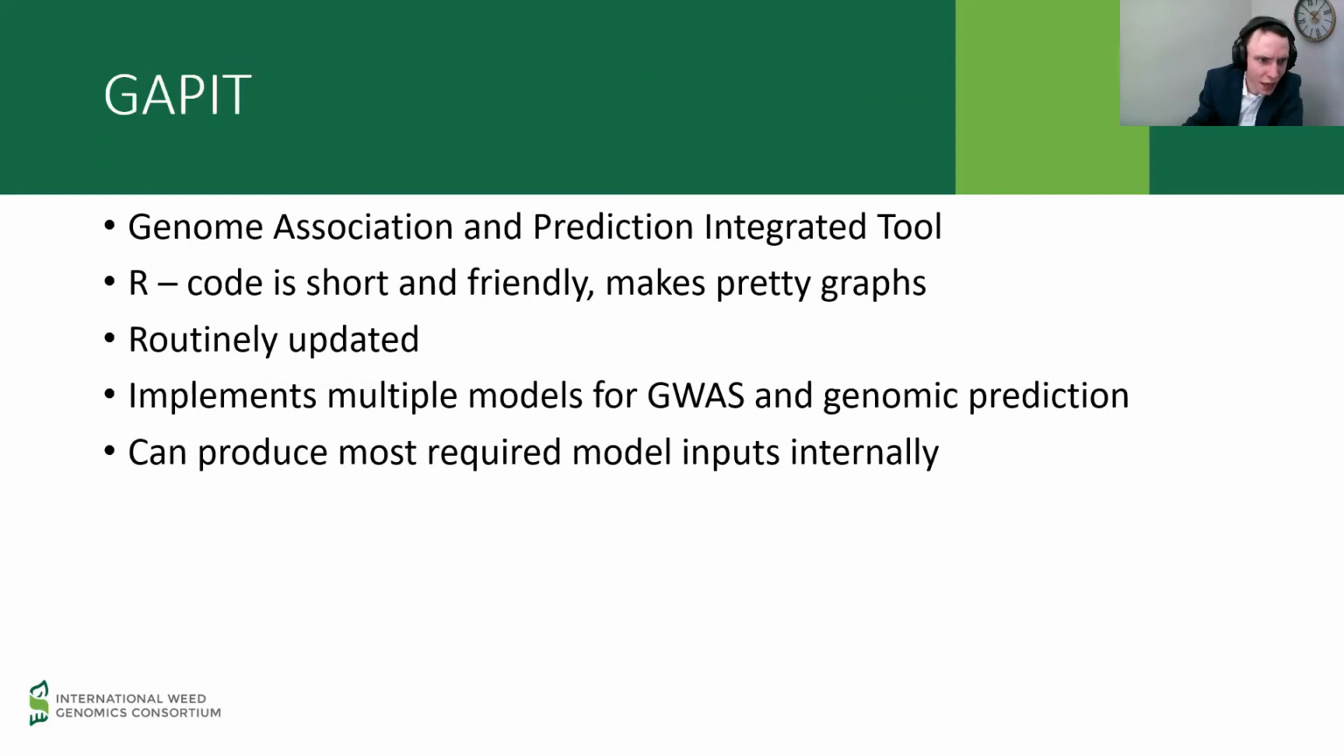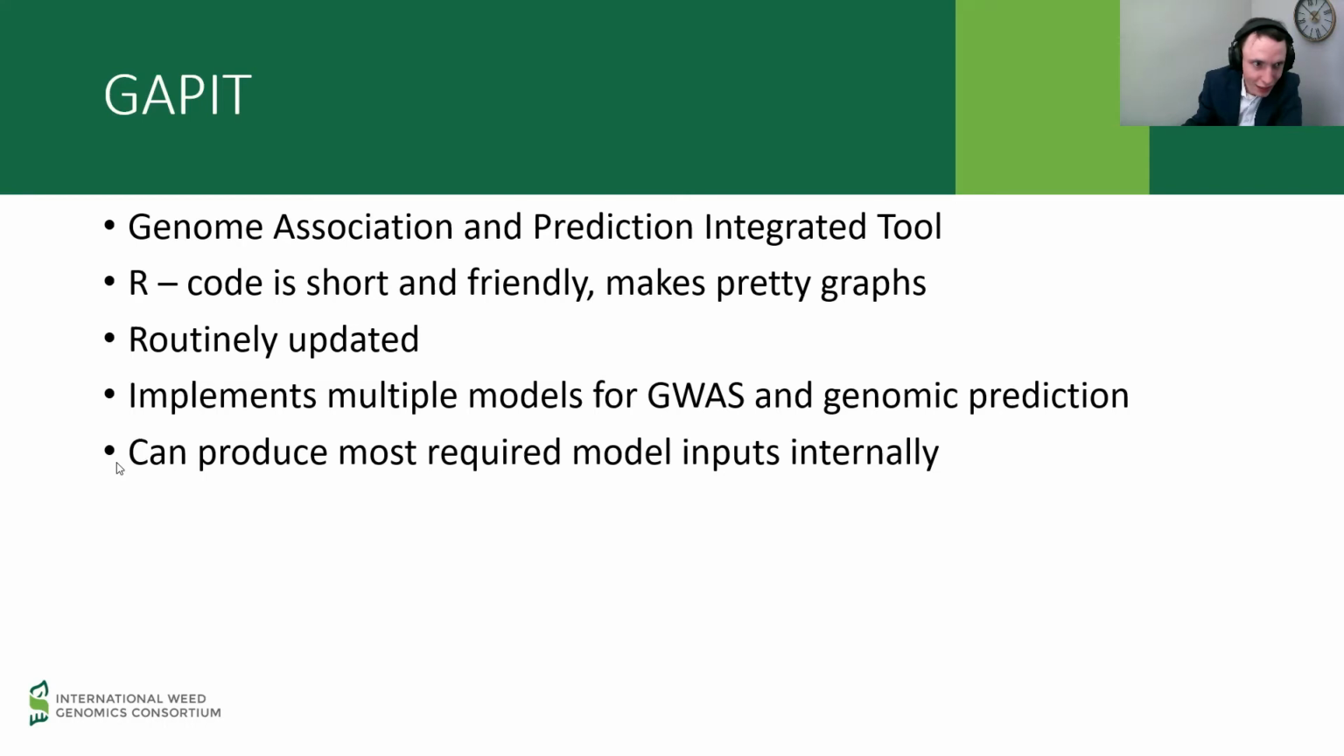GAPIT is a program written in R that is nice, short, friendly, easy to use, and makes a lot of pretty graphs. They routinely update it when a new GWAS model comes online. They typically add it in short order. What it does is it implements multiple different statistical models for genome-wide association study, as well as genomic prediction. I won't talk about genomic prediction in this section, but it may be relevant at some point to some people.